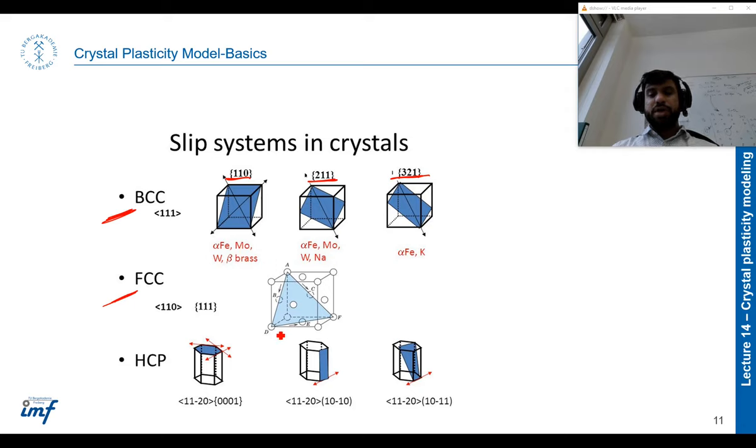So in this case, we will have several slip systems and then many other slip planes. In this case, we will have 1, 2, 3, 4 slip planes and then many slip systems across them. And then there is also a case of HCP shown where the basal and perpendicular slip planes are already present here. So the slip can take place on these close-packed planes.